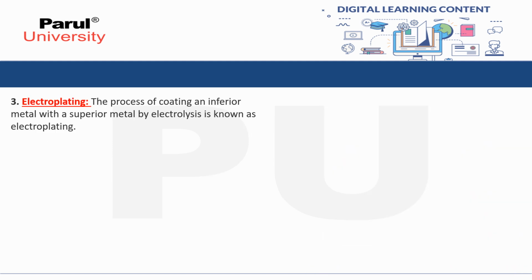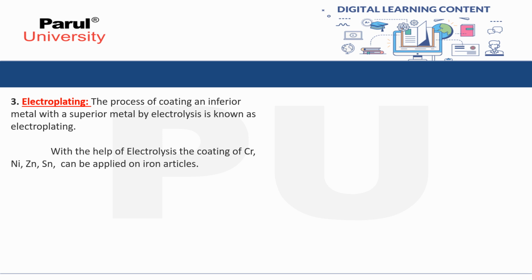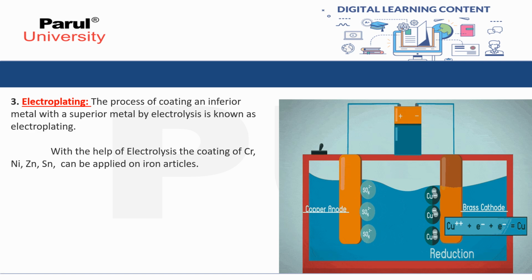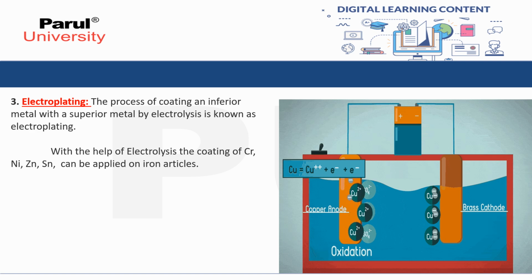Electrolysis is also used in the process of electroplating. The process of coating an inferior metal with a superior metal by electrolysis is known as electroplating. With the help of electrolysis, a coating of chromium, nickel, zinc or tin can be applied on an iron article. As shown in the animation, copper is taken as anode and brass is taken as cathode. So when the current is passed, copper goes into the solution and gets deposited on the brass electrode.